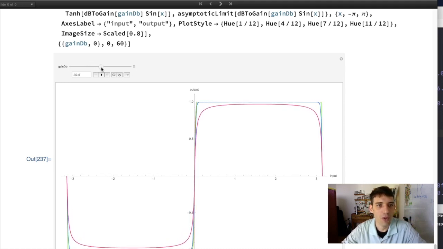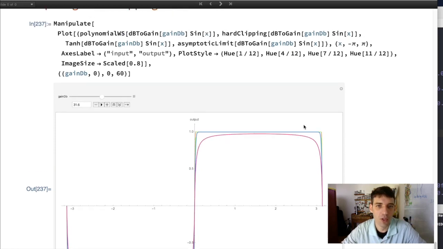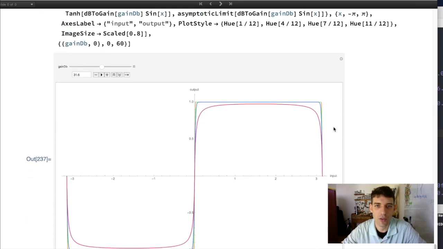As we go up further, here's 30 decibels of input gain. At this point, it looks like the green and the orange, the hard clipping and the polynomial clipping, are not usable anymore. They've gone beyond. Their corners are too sharp, and there's going to be too much aliasing. They're not going to sound good. But the hyperbolic tangent is still okay, still useful for high gain. And now we're seeing the asymptotic limiter getting into crunch territory.